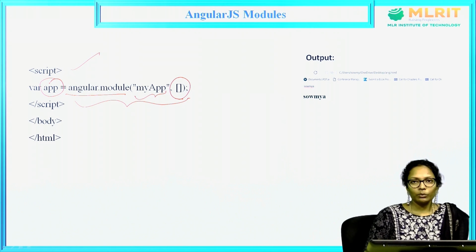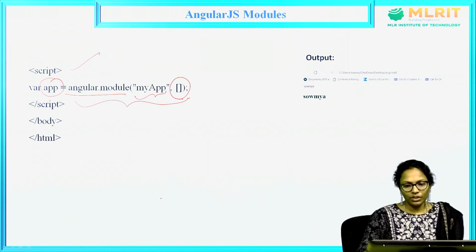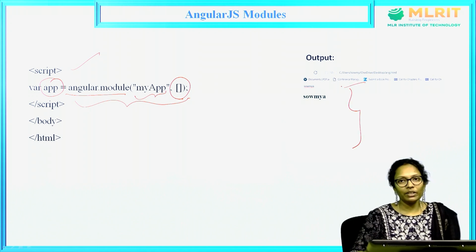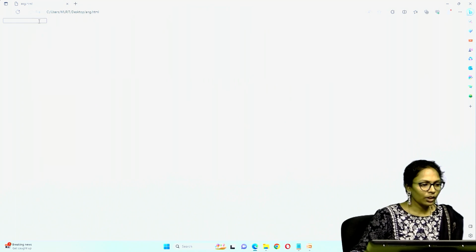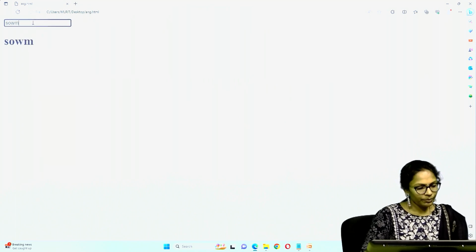Simply, the output I will get is that whatever you enter in this text field, the same thing I will get here. So in the text field, whatever you enter, the same thing is displayed. This is the output.